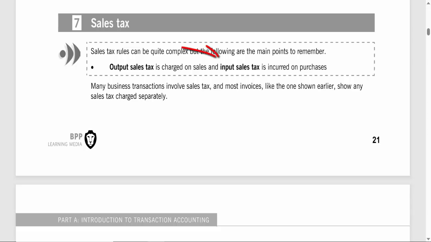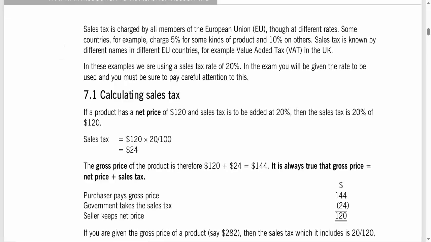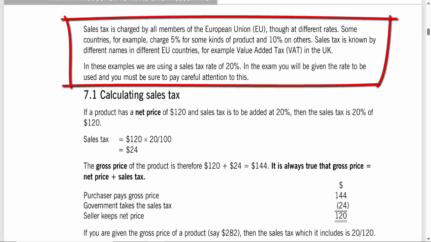Input sales tax. Input sales tax is the sales tax that a business pays when it purchases goods or services from its suppliers. When a business buys materials, equipment, or other goods and services it needs, the supplier may add sales tax to the purchase price. This tax, known as input sales tax, is paid by the business to the supplier. This input sales tax can be seen as an expense for the business, but it also has another important role. In many jurisdictions, businesses are allowed to offset the input sales tax they've paid against the output sales tax they've collected.